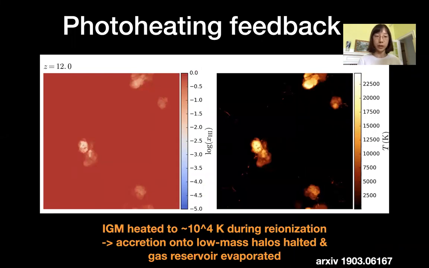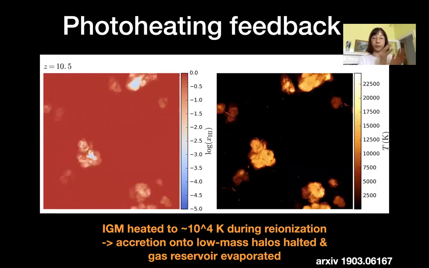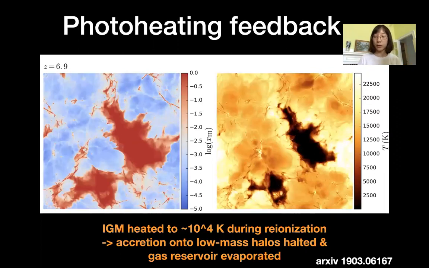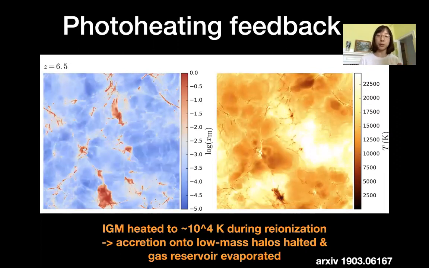This is a radiation hydrodynamic simulation of reionization that I ran 2 years ago, and here is a visualization of the simulation. On the left, you're seeing the time evolution of the log of the neutral hydrogen fraction. The bluer the color is, the more ionized the gas is. So basically, you're seeing on the left the growth of the ionized bubbles over time. And then on the right, you're seeing the corresponding growth in the IGM temperature.